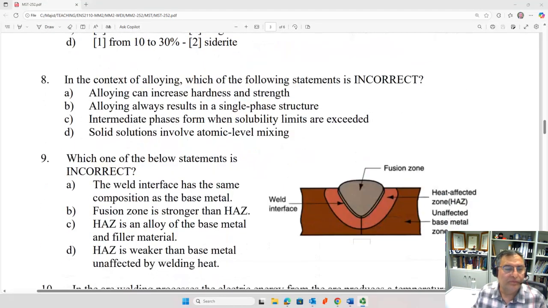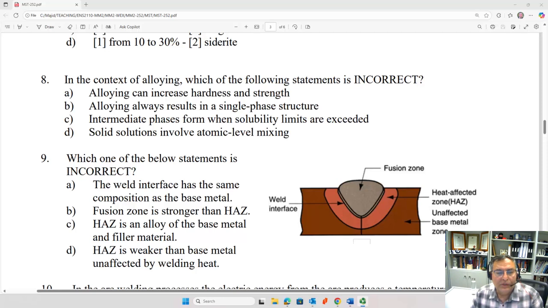Next question. Which one of the below statements is incorrect? Well, this is about welding, of course, because of the picture. The weld interface has the same composition as the base metal. This is correct because the weld interface, as we can see in this figure, is melted, but before it is mixed with the filler material, it is solidified. So it remains the same. It remains with the same composition, which is the base metal.